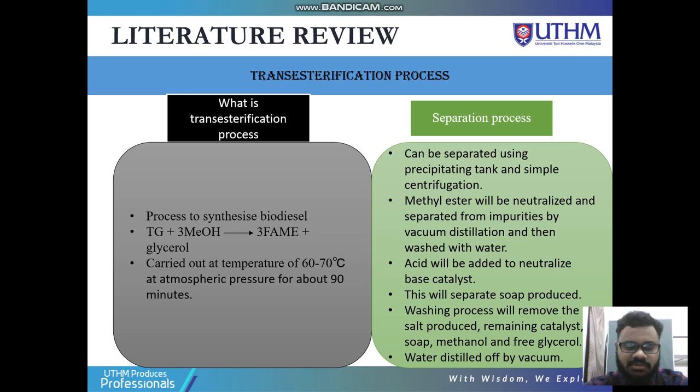Normally, this process will be carried out at a temperature of about 60 to 70 degrees Celsius and at atmospheric pressure for about 90 minutes. Okay, separation process of the biodiesel produced with the glycerol. Both of them can be separated using a precipitating tank and simple centrifugation. Methyl ester will be neutralized and separated from impurities by vacuum distillation and then washed with water. And then acid will be added to neutralize base catalyst if there is any base catalyst used in the process earlier.